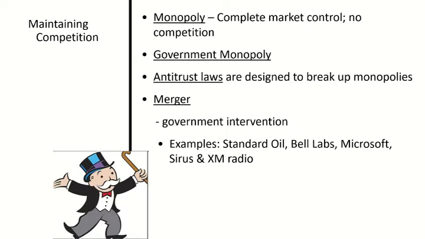A merger is, like I said, when you acquire another business, businesses merge together, and the government can intervene. They have to approve it. That's part of the antitrust laws. They have to approve it and say, yes, you can merge. I think, what was it? AT&T and T-Mobile were going to merge, and the government said no, because they dominate too much of the market.